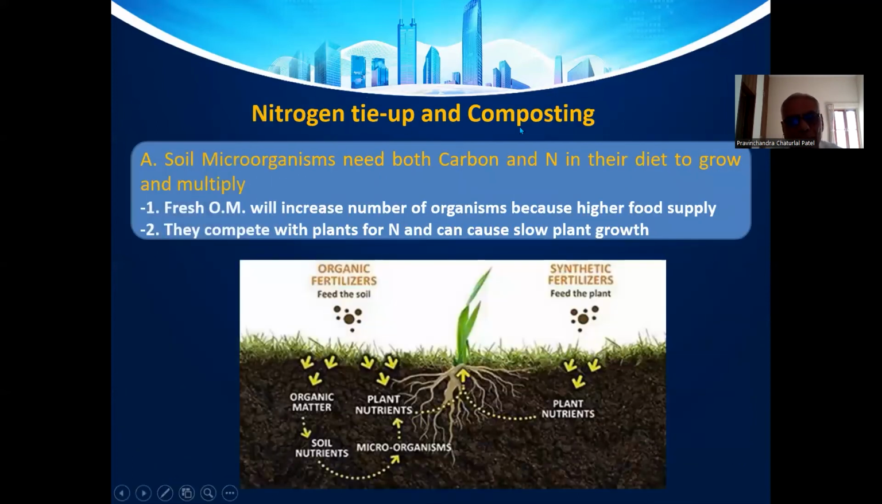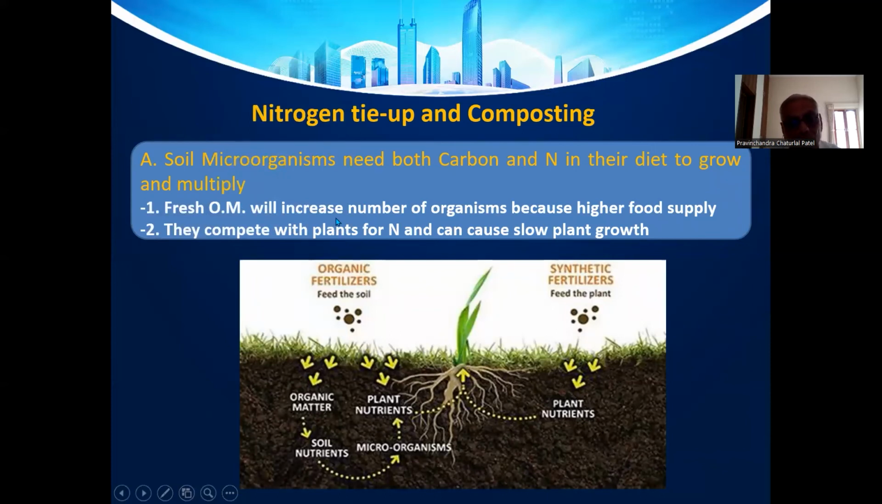Then nitrogen type and composting. Soil organic matter needs both carbon and nitrogen in its diet to grow and multiply. So carbonaceous material is required and nitrogen is required by the microorganisms for their growth and multiplication. Fresh organic matter will increase the number of organisms because of higher food supply. So fresh organic matter has higher nutrients.